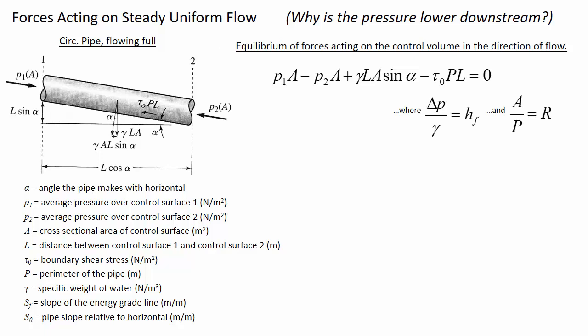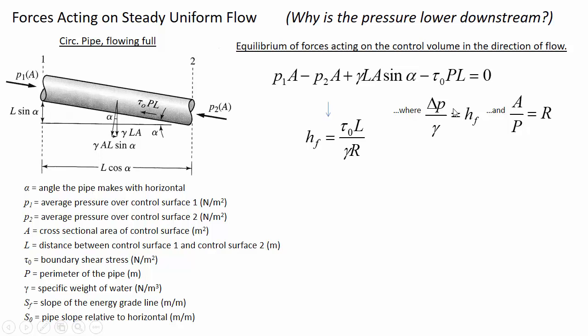All right, some additional definitions if we extend what we've thought of so far. The change in pressure divided by gamma is the definition of the head loss due to pipe friction. So H sub F is the change in pressure divided by gamma. And hydraulic radius, R, is the cross-sectional area divided by the wetted perimeter. From this expression, we could relate the head loss and shear stress.